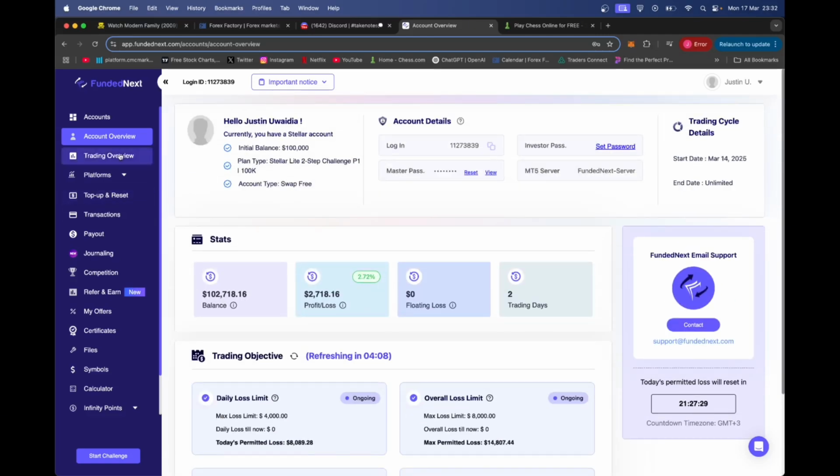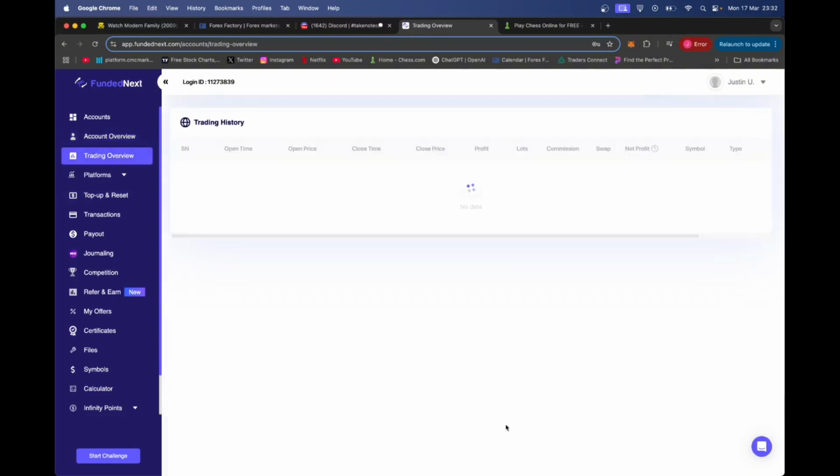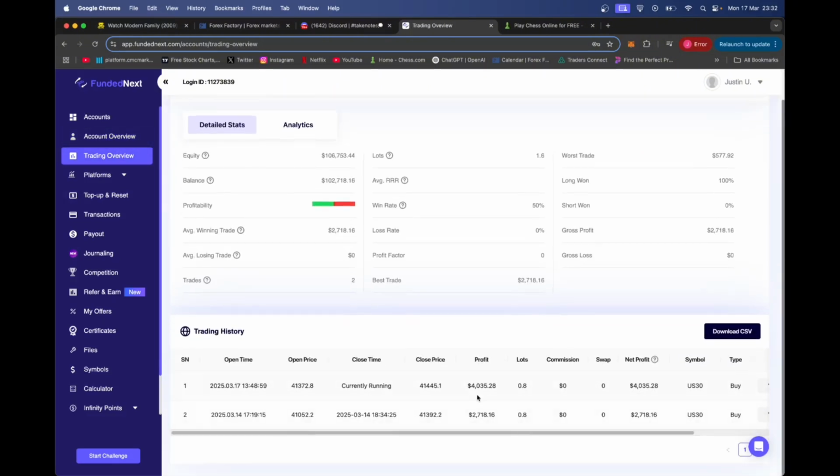I've taken 2 trades on the account, so I'll just go to the trade overview. At the moment, it shows the running profit. This is the current trade I'm in, and it shows the trade I took on Friday as well. This current running trade, I haven't actually closed it out yet, so this is still running into profit, and as I said, it should close out tomorrow, Tuesday. At the moment, it's still Monday.